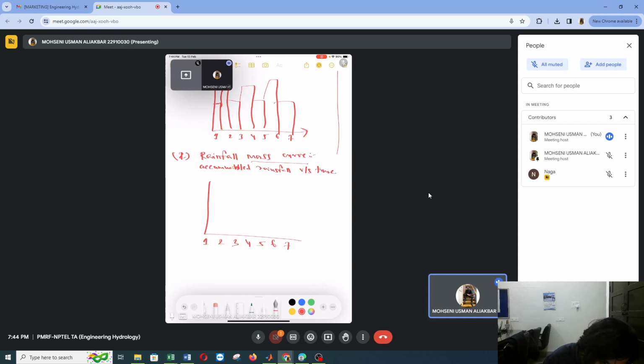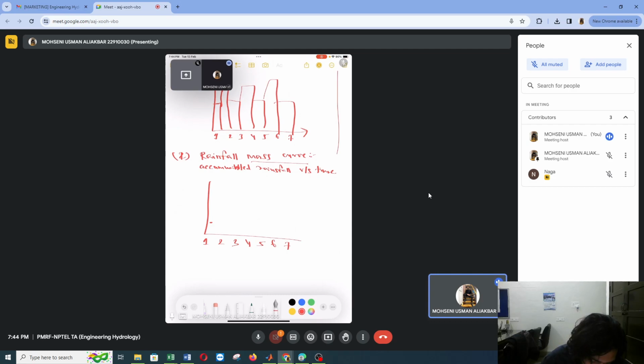So the first day the rainfall value was 10 centimeters, and let us say the second day the rainfall value was 12 centimeters. So what happens? The value will get accumulated, so it will always be a rising curve. So whenever you plot a rainfall mass curve, you will come to the conclusion that the curve is always a rising curve because you are plotting accumulated rainfall.